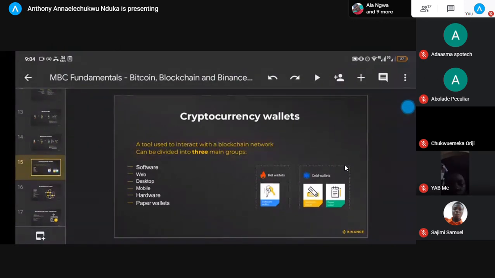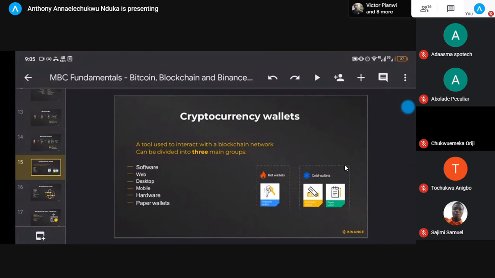But on a cryptocurrency network, wallets are either digital or they can be non-digital, in the sense that there are some which you can hold physically. Now, we have several kinds of wallets. We have software wallets, web wallets, desktop wallets, mobile wallets, hardware and paper wallets. There are many kinds of wallets.